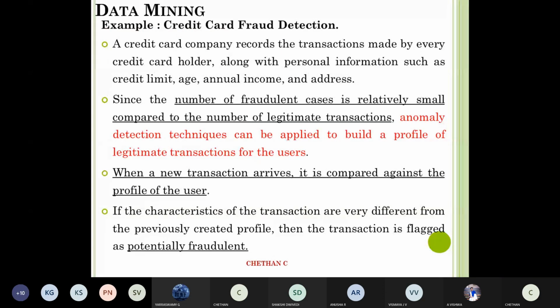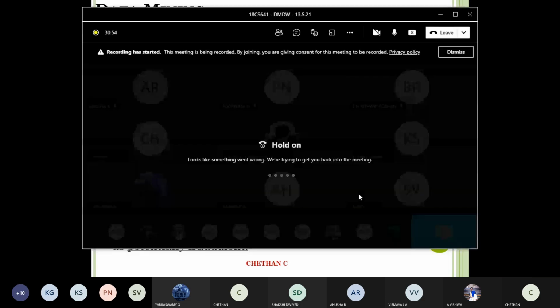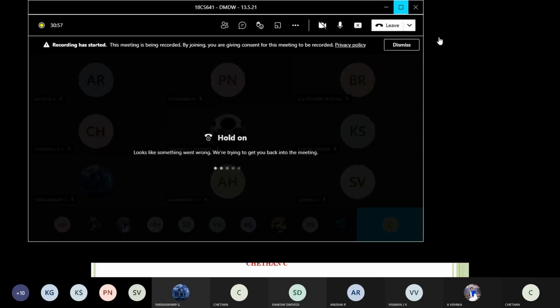Anomaly detection, the classic example is with regard to credit card transactions. There are various other things also. I'm taking the credit card transaction because it is something that people can always hold on to. So let's look into this.